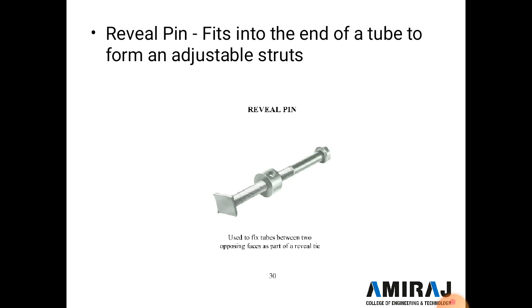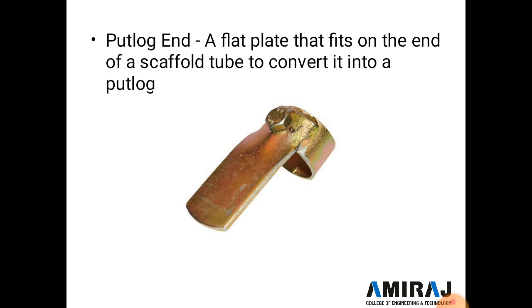And next is a revel pin, which fits into the end of a tube to form an adjustable strut. So here these types of revel pins are adjustable, and the last one is a putlog end, a flat plate that fits at the end of the scaffold tube to convert it into a putlog. So a putlog is a simple wooden plate.